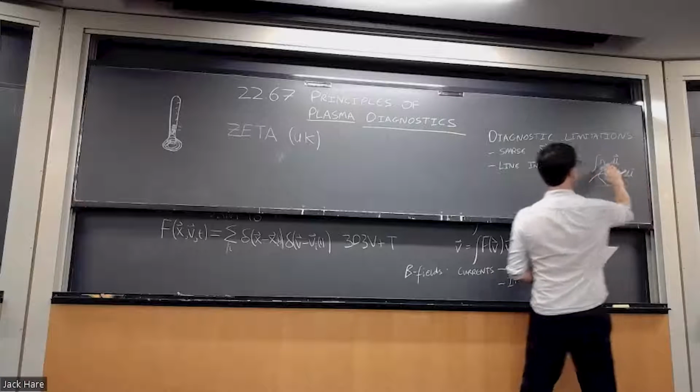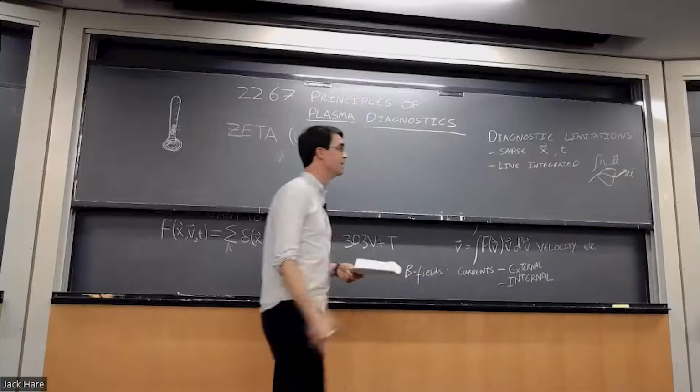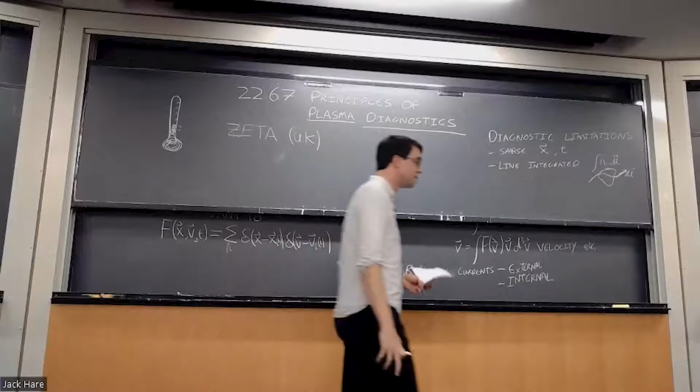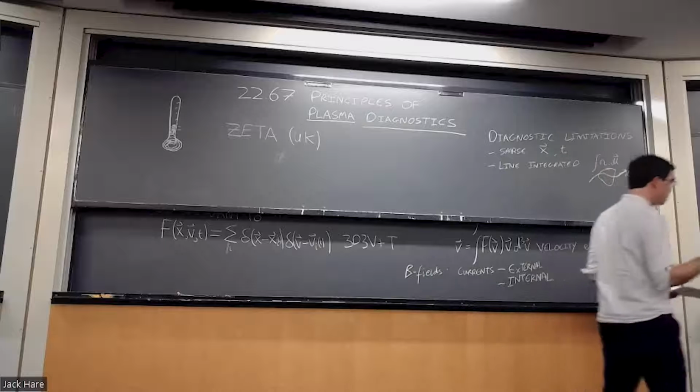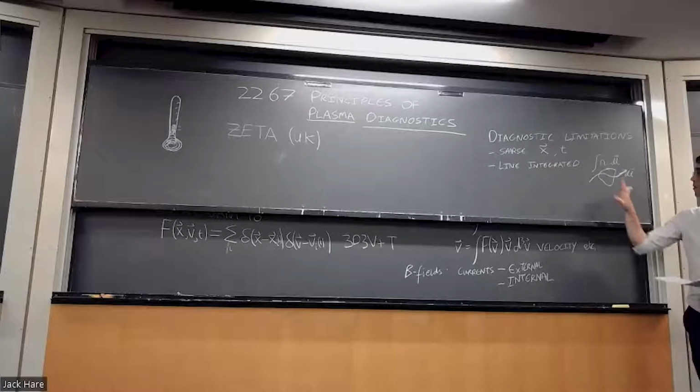So that means as opposed to knowing n at a specific point, you know the integral of n over some points. If you happen to know some symmetry about your plasma, then maybe you can work out what n is locally, but otherwise you're kind of stuck with this measurement instead.